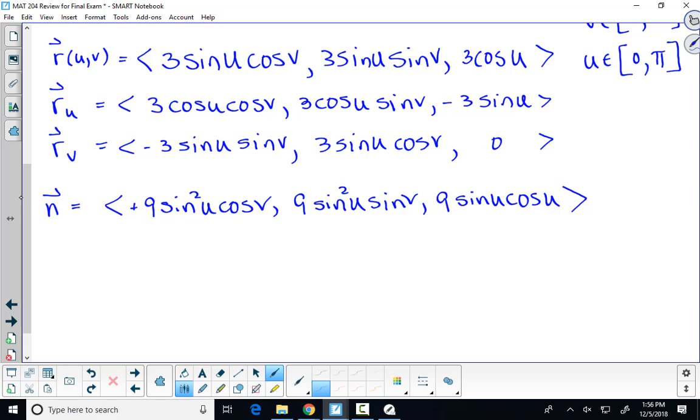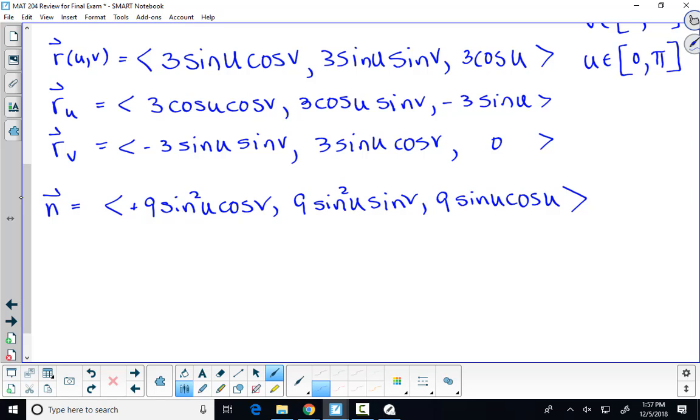Wait, so the middle one is not negative? The middle one is positive because we could either do main diagonal, which is 0, minus the other diagonal, which would give us a negative and then switch the sign, or we could do other diagonal minus the main diagonal. So either way, we'll get positive. So that's our normal vector.